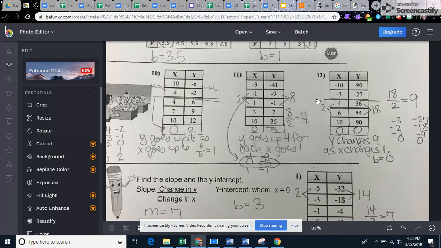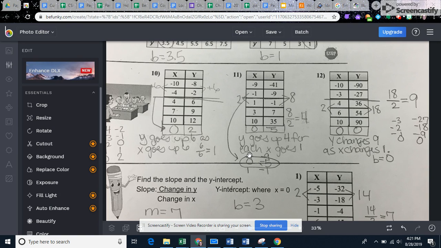Looking at number 11, I used these 2 points. Again, you can use any 2 you would like to find out the change in y. So these went up by 8, these went up by 2. So the change in y was 8, change in x was 2. Finding the slope like we did on page 10b, 8 divided by 2 is 4. So what that means, y is going to go up by 4 for every x, or when every x goes up by 1.